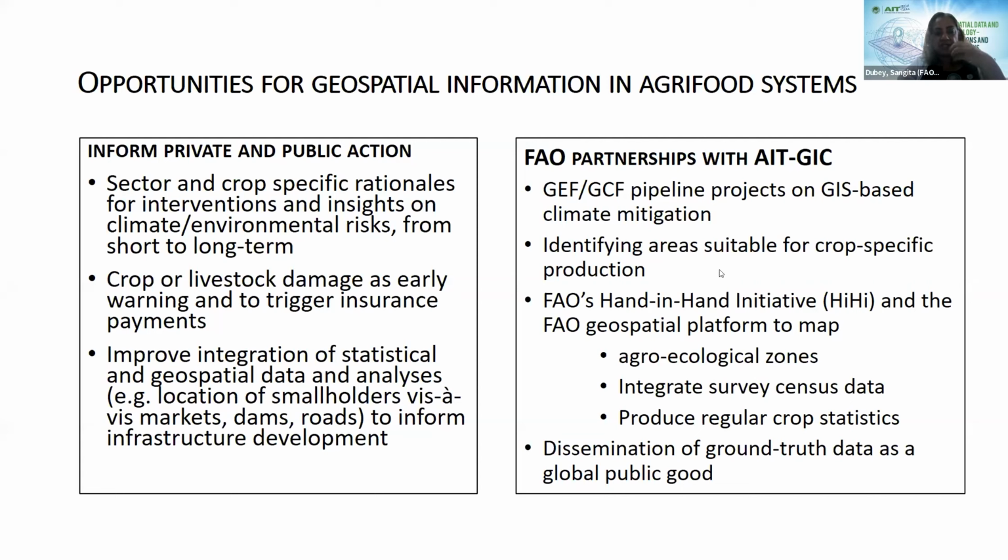The actual work itself has been in identifying areas suitable for crop-specific production through FAO's Hand in Hand initiative and our geospatial platform. GIC has worked to map agroecological zones in countries to help us look at how to integrate survey census data that's geo-referenced and to produce regular crop statistics, including damage and loss statistics. And one of the things that we're currently looking at, in addition to these areas, is the dissemination of ground truth data as a global public good.